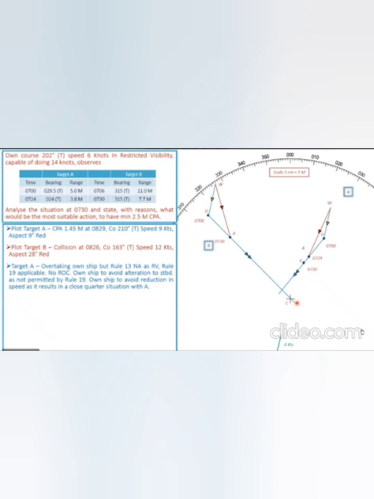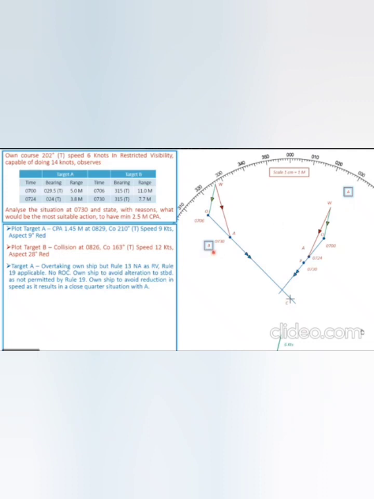Now the second action which could be possible is a reduction in speed of own ship. In this particular scenario, as far as target A is concerned, a reduction of speed should also be avoided, because a reduction of speed would result in the CPA becoming lesser, and it may lead to a close quarter situation with target A. So we should avoid an alteration to starboard, and we should also avoid a reduction of speed. Alteration to starboard contravenes Rule 19, and a reduction of speed may lead to a close quarter situation happening with target A.